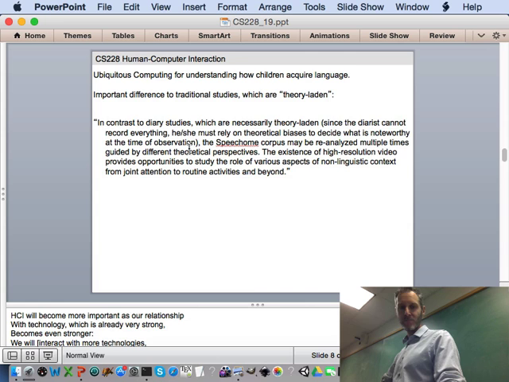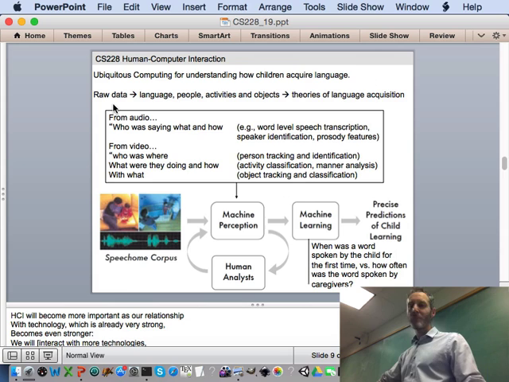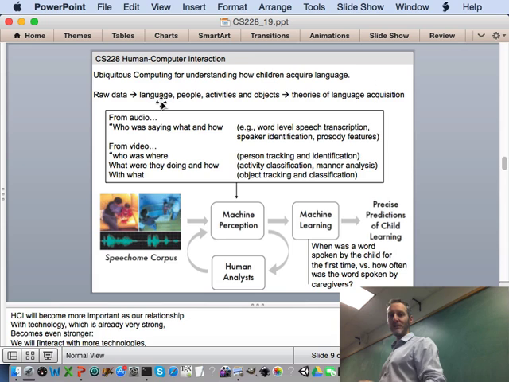Okay, back to the instrumentation for a moment. So here's sort of the pipeline. They have this raw audio and video. They're going to try and compress all of this raw data down into language, people, activities, and objects, right? This is kind of sounding familiar, perhaps, right? So who, what, where, when, and how. And then once they have those objects and how they're changing over space and time, then they can start to formulate and hopefully prove different theories about language acquisition.